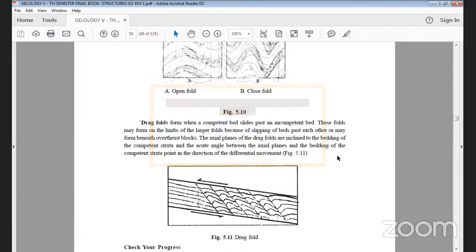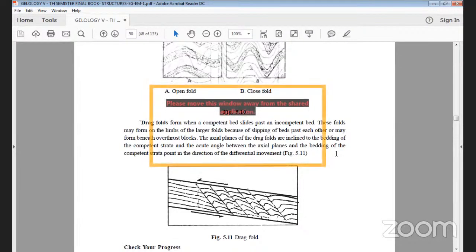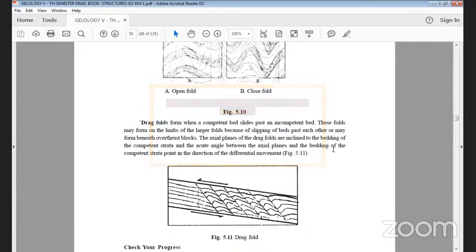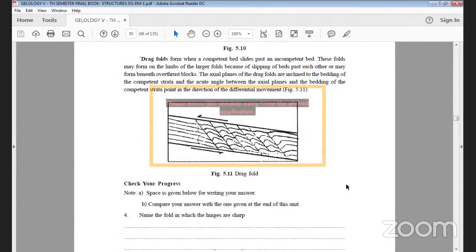So the axial planes of these drag folds are inclined to the bedding of the competent strata, with an acute angle between the axial plane and the bedding of the competent strata. In different directions, they will have movement, depending on whether it is a slip, or it will be moved, or sometimes a drag on one fold, which has an acute angle. So the axial plane and the bedding have different momentum.